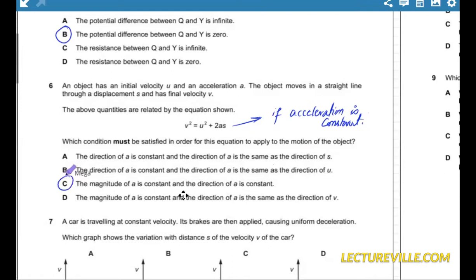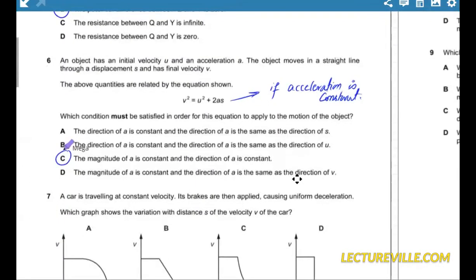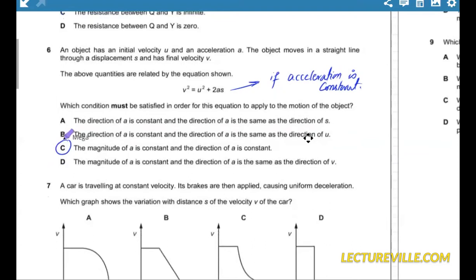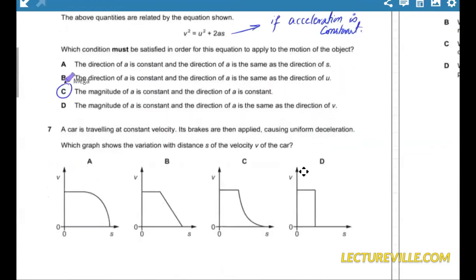Just to be sure, let's see what is wrong with option D. The magnitude of a is constant, direction of a is same as well. No. Direction of acceleration and the direction of velocity are not connected with one another. So it is not necessary for acceleration to have any direction along or against any velocity. The acceleration can have any independent direction.